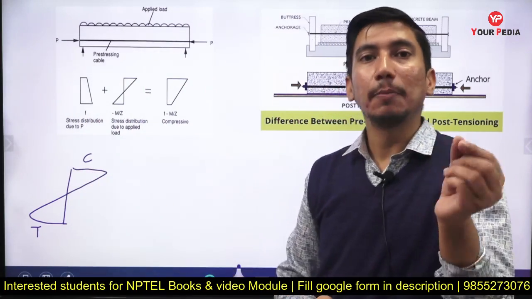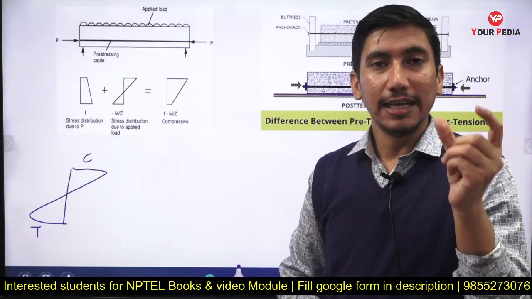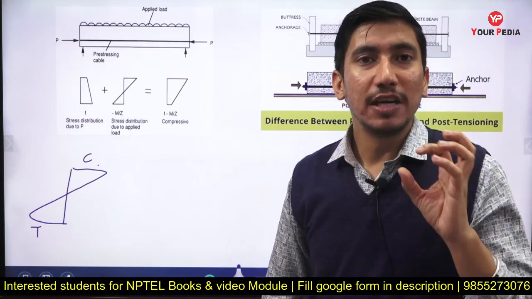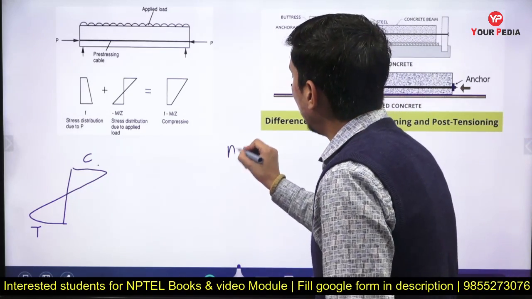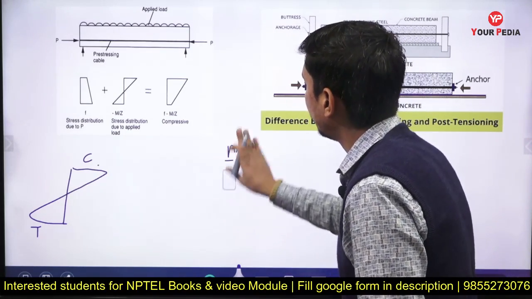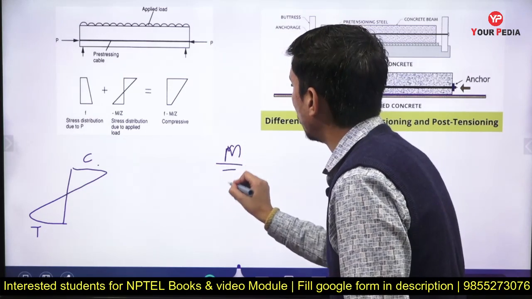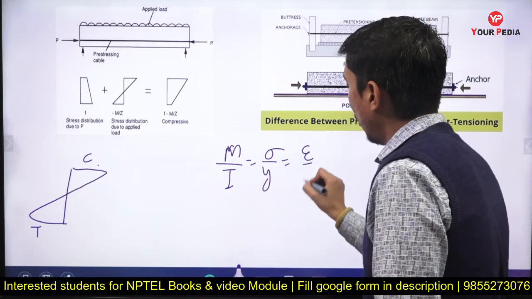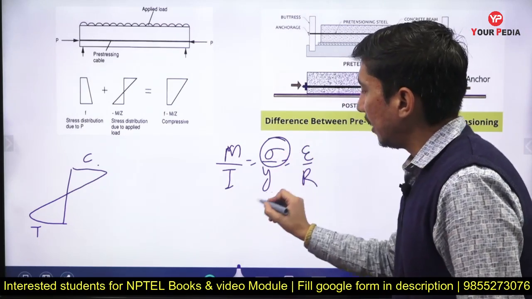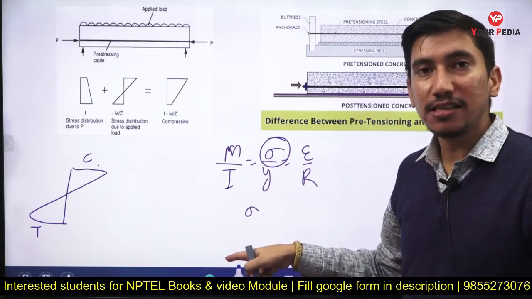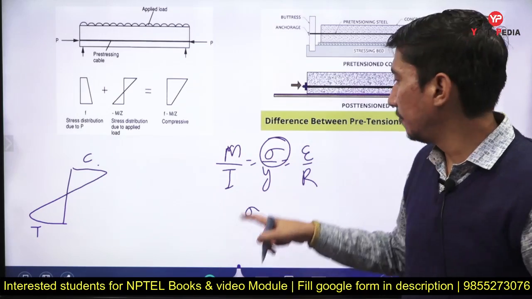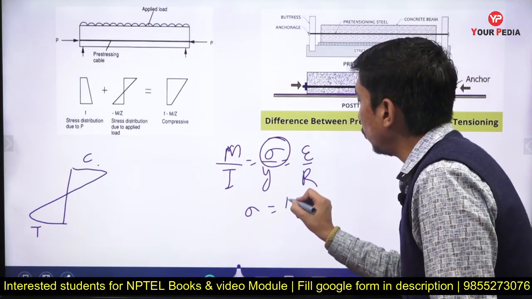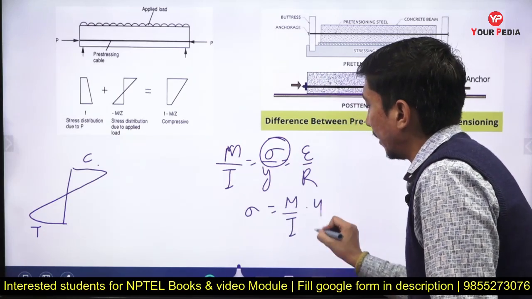Now what compressive stress will it develop? What is the maximum value of compressive stress that a beam will develop? We have to use the concept of M upon I. This is the flexure equation: M upon I equals sigma upon y equals E upon R. From here we can see that the bending stress at any location at a distance y from the neutral axis is equal to M upon I into y.